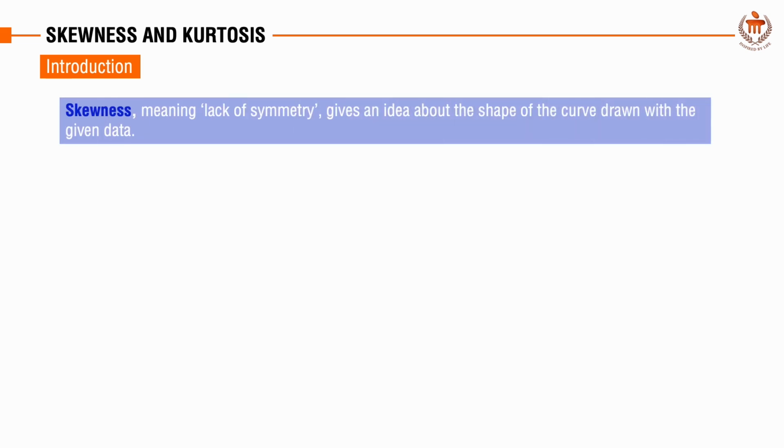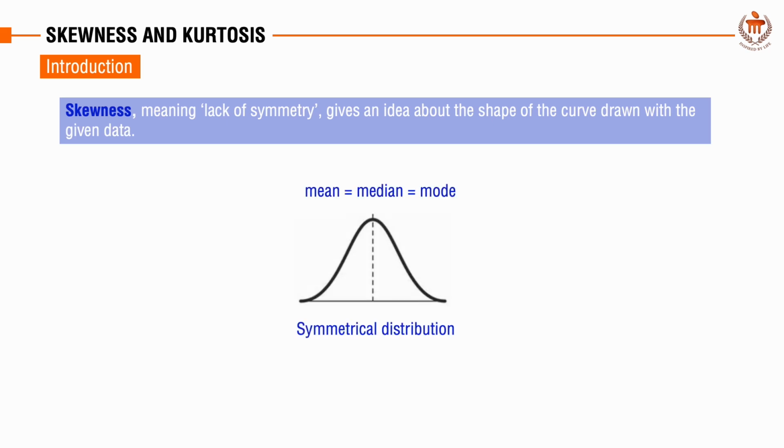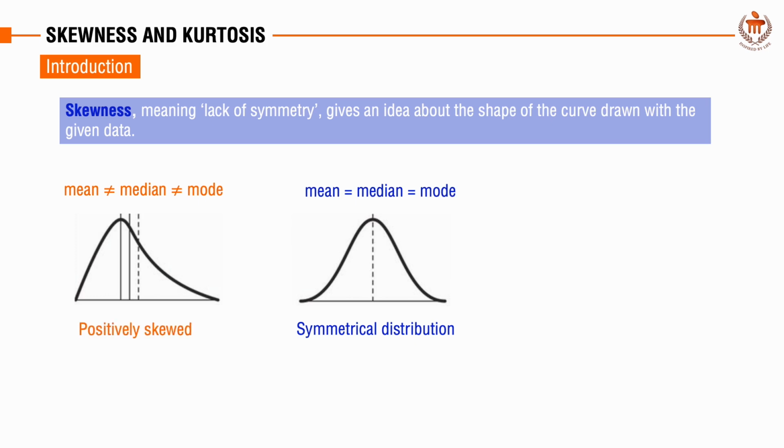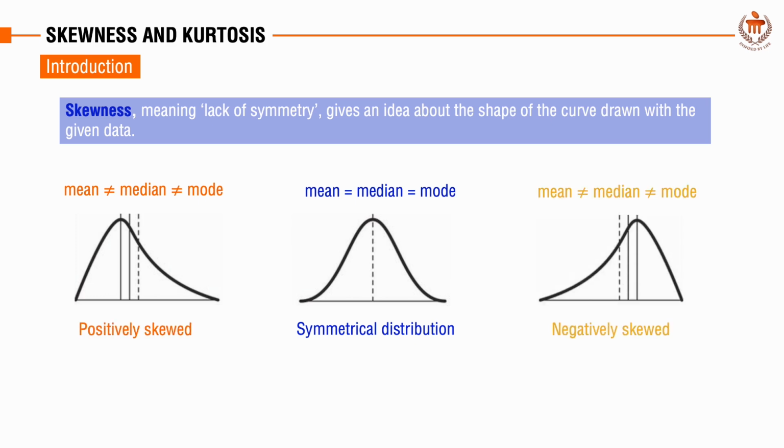Now, discussing skewness. Skewness basically talks about lack of symmetry. We study skewness to have an idea about the shape of the curve which we can draw with the help of the given data. If in a distribution the mean, median, and mode are all equal to each other, then the distribution is known as a symmetrical distribution. While if you see asymmetry in the distribution, where your mean, median, and mode are not equal to each other, then it is an asymmetrical distribution and it is called a skewed distribution. Such a distribution could be either positively skewed or negatively skewed, as you can see in the visualization on the screen.